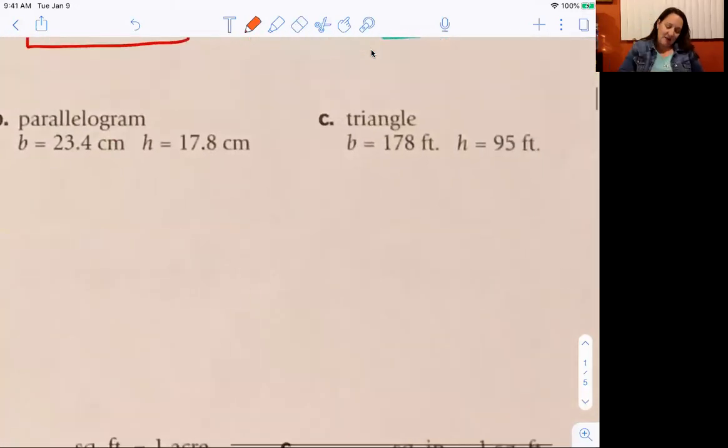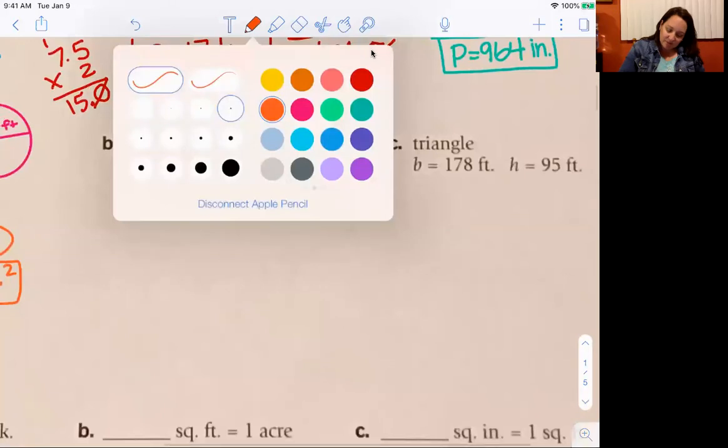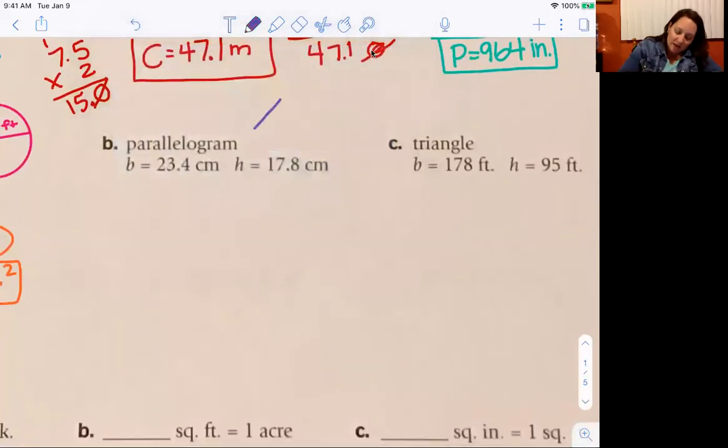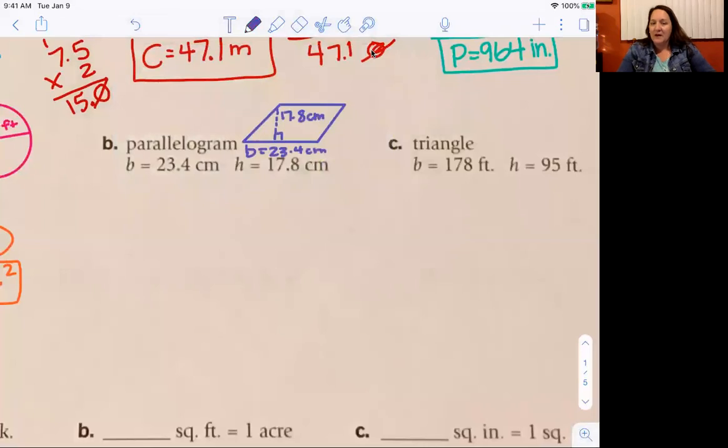Awesome. Let's take a look at B and C. For letter B, you have a parallelogram. Remember yesterday I figured out that you could draw these parallelograms. It's so cool and they'll stay there. Doesn't look quite like one, but it's okay. We're going to go with it. For this parallelogram, we have our base is 23.4 centimeters and our height is 17.8 centimeters. What is the formula to find the area of a parallelogram? Area equals base times height. So we're just going to multiply 23.4 times 17.8.